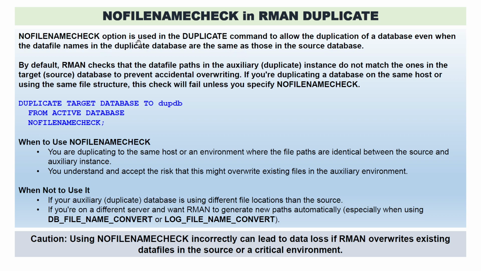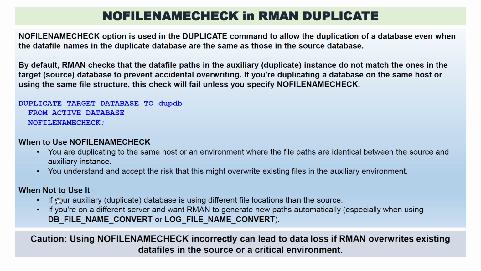No file name check is used in the duplicate command to allow the duplication of a database even when the data file names in the duplicate database are the same as those in the source database. So let's say you are trying to duplicate a database from source to target and the file names are exactly the same, then you should use no file name check.